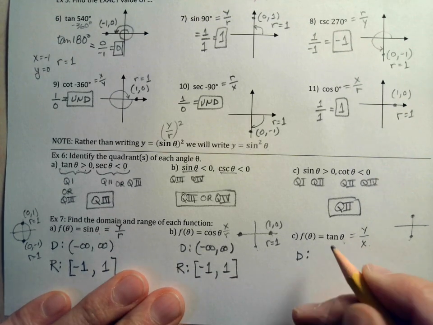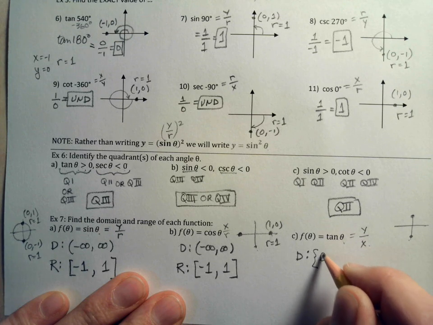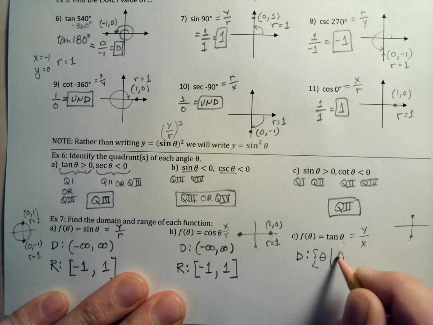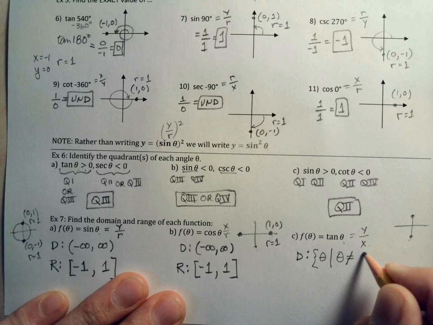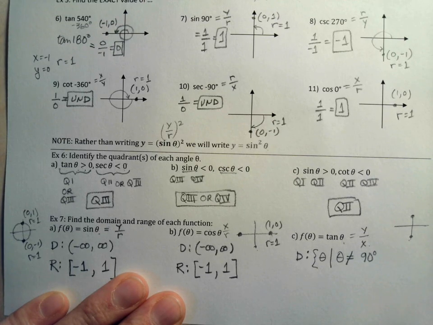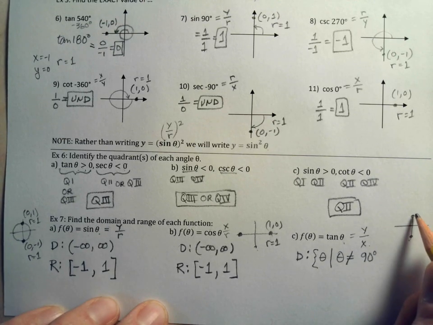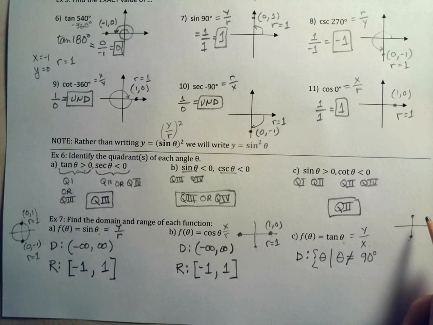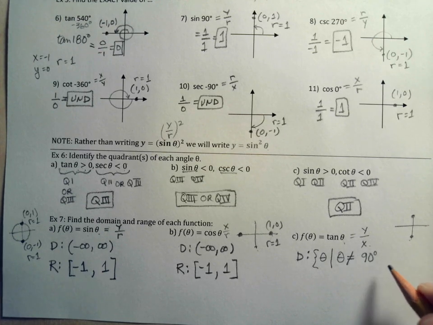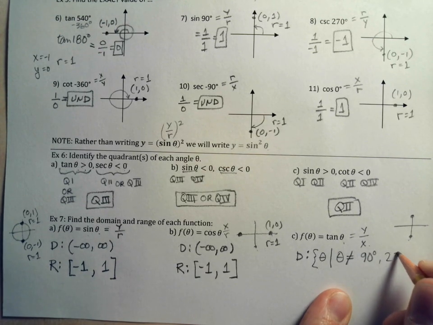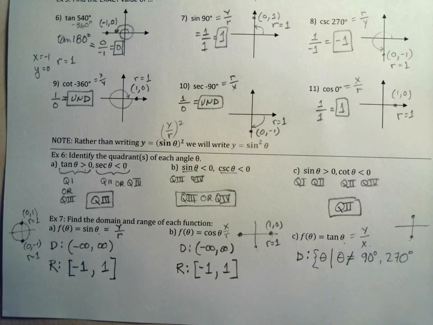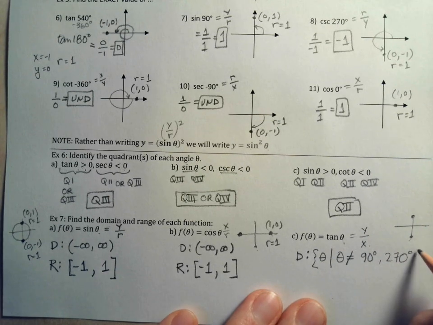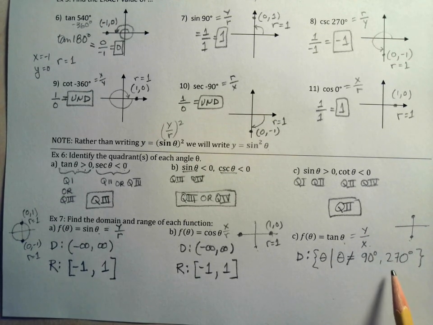So we'll write it like this. We'll say that the domain is theta such that theta cannot equal 90 degrees or 270 degrees. Let's stop there for now and just think about it being in one full rotation. So those can't be either of those, because it would make it undefined.